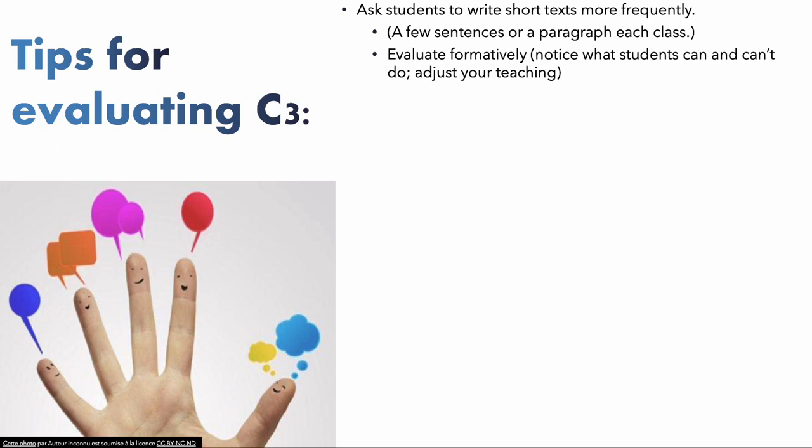You can pick it up and evaluate it formatively. Notice what the students can and can't do. What kind of content are they able to express? What kind of mistakes are they making? Then you can adjust your teaching in response. So if you notice, for example, that they're making tons of mistakes in the simple past tense, maybe do a lesson to focus on that.